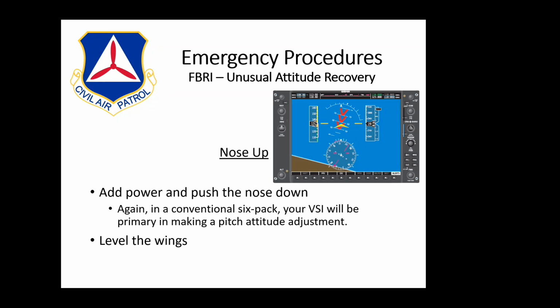Well, in G1000, it's easier. If you have a mechanical AI, well, you don't necessarily trust it, but look at your altimeter. When it stops moving up or down, well, it was moving up before because you were nose up, but when it stops increasing altitude, well, that's about level. All right, next.